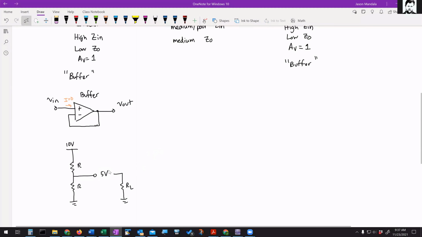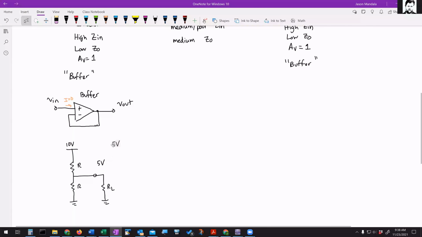So one thing you can do is, and let me say this also, the reason that it won't be 5 anymore, you could also say, is that RL is going to be pulling current, right? If RL was not pulling any current at all, if the current flowing into RL was 0, then that would mean that RL looks like an open circuit. So RL wouldn't be affecting that voltage divider at all, right? But if a lot of current is going towards RL, then that means that it would affect the voltage.